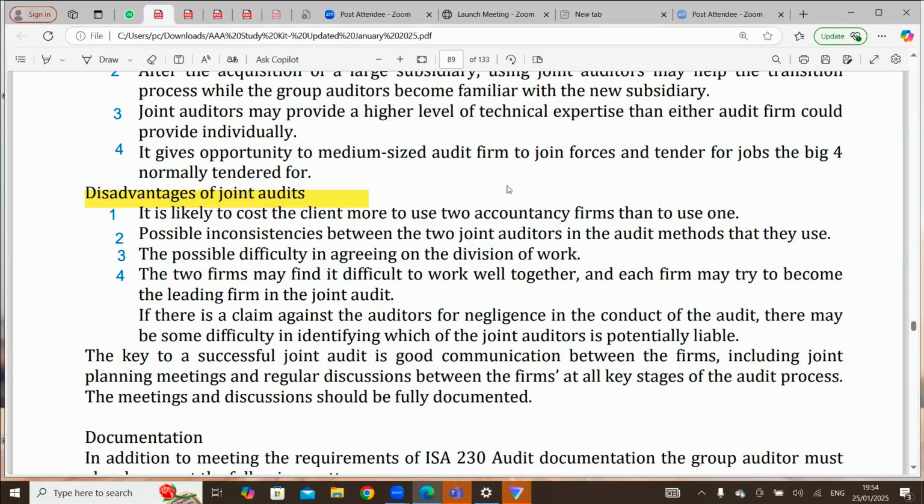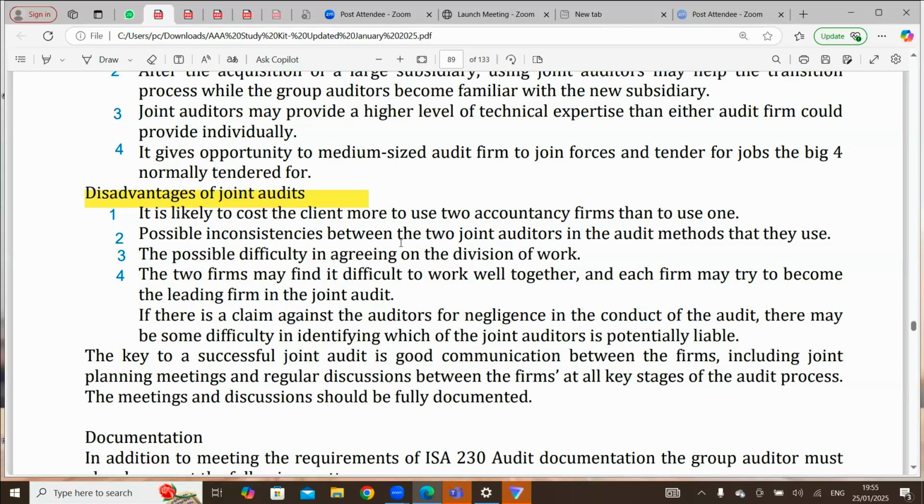Then we also have the two firms might find it difficult to work well together, and each firm may try to become the leading firm in the joint audit. So for group audits, you know that this is my group auditor, and I'm supposed to work with this guy to make sure that I achieve my purpose. But with joint audit, there's no clear leader, right? And somebody wants to take over a larger portion of control, and that in itself can lead to them having issues. Okay.